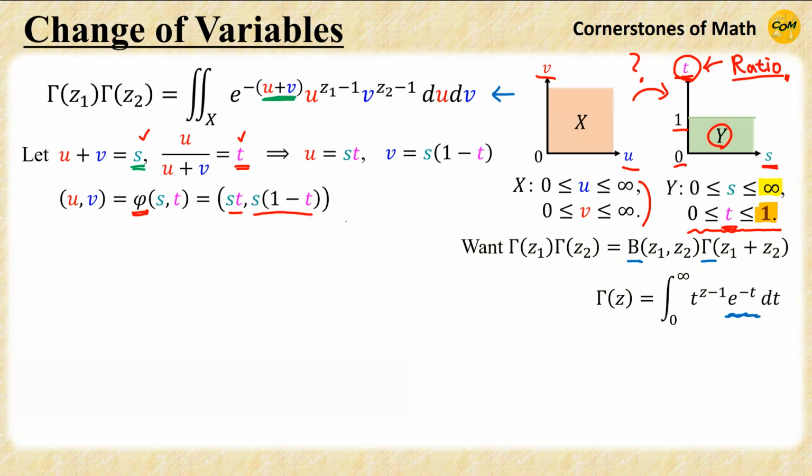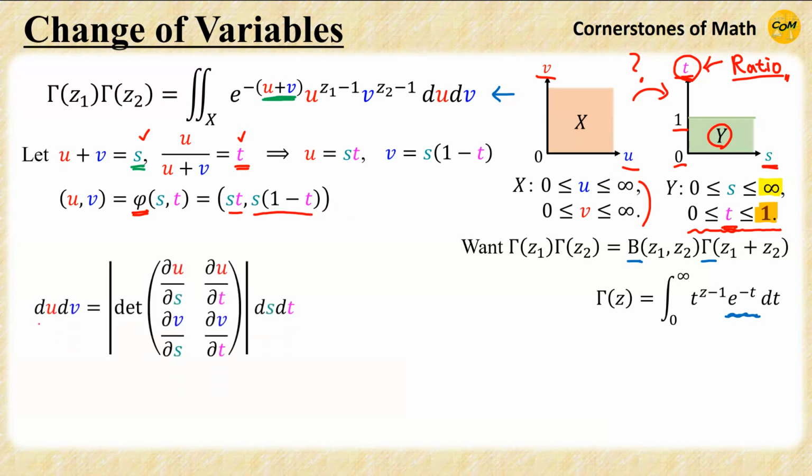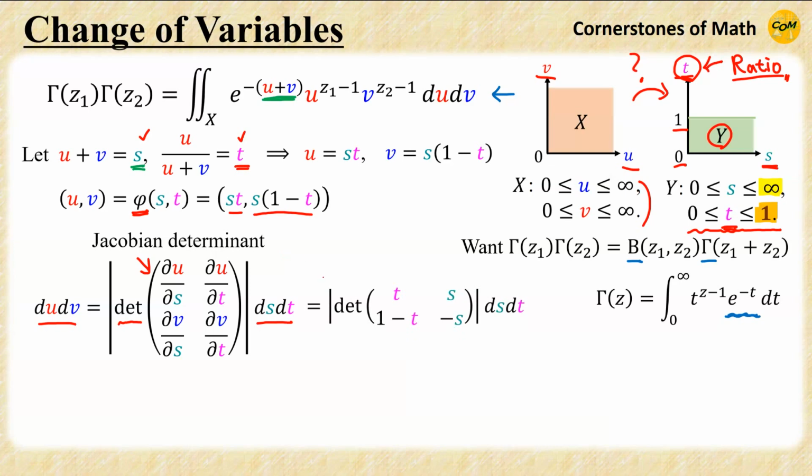In this setting, the change of variables works like this. du dv equals ds dt multiplied by the absolute value of the determinant of this 2x2 matrix, which consists of partial derivatives of u and v with respect to either s or t, where this determinant is called the Jacobian determinant. So by taking partial derivatives, we obtain this matrix, and you can easily find that this simplifies to just s. So we have du dv equals s ds dt.